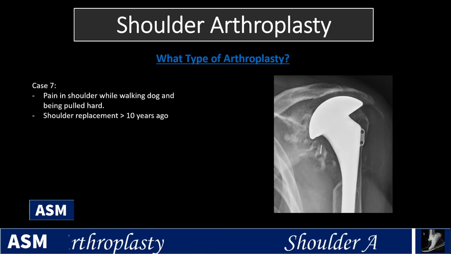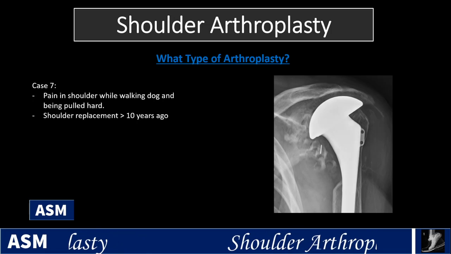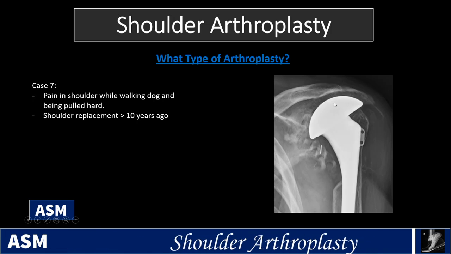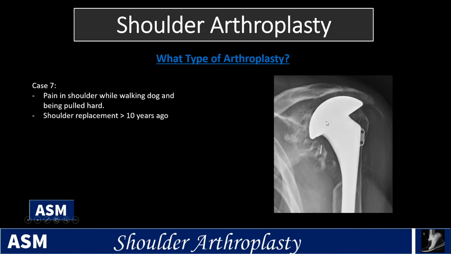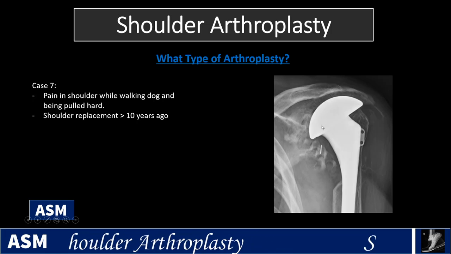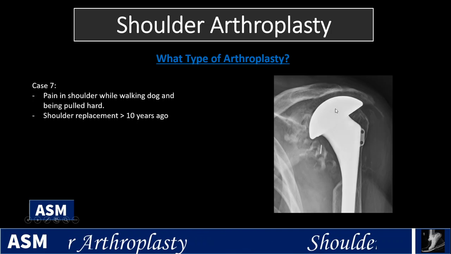Finally, case 7, putting it all together. What type of arthroplasty? Well, this is a total shoulder. It's a little bit large for probably what the original humeral head looked like. And it is cranially migrated.